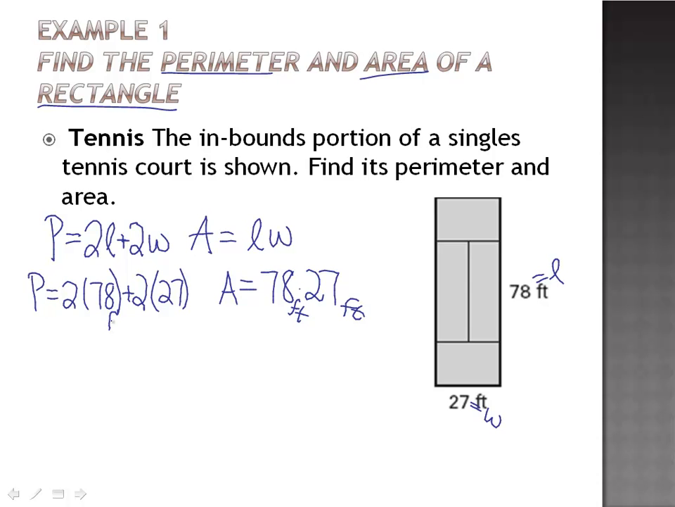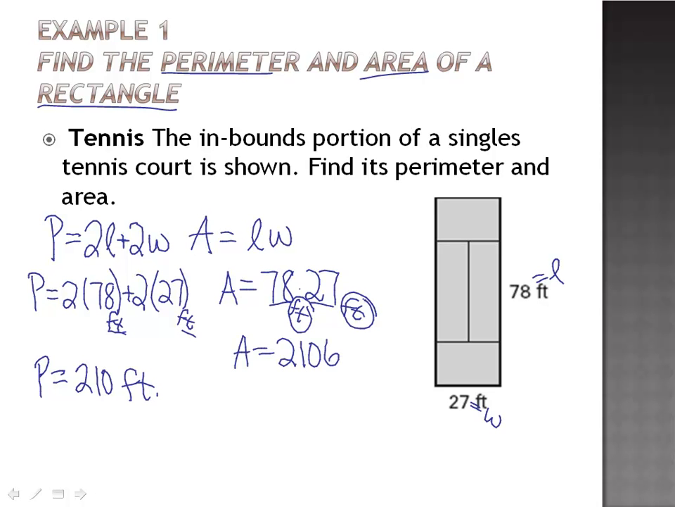Okay, and this one's feet as well. So your perimeter, if you simplify and put that into your calculator, your perimeter is 210 feet. Feet plus feet just stays feet. Here we have 78 times 27, so our area is 2,106, and we have feet times feet, so that's feet squared.